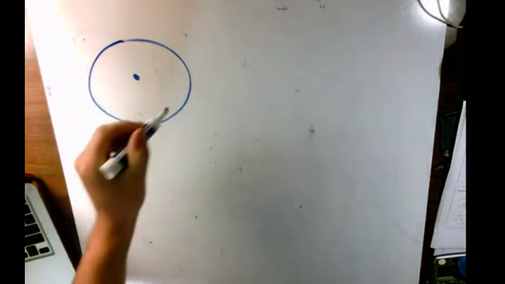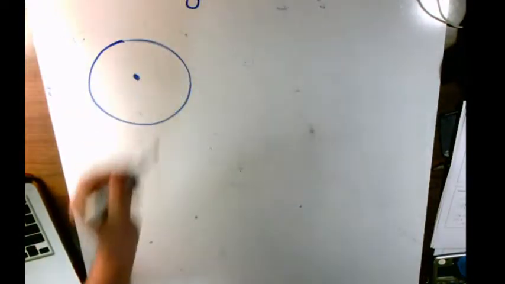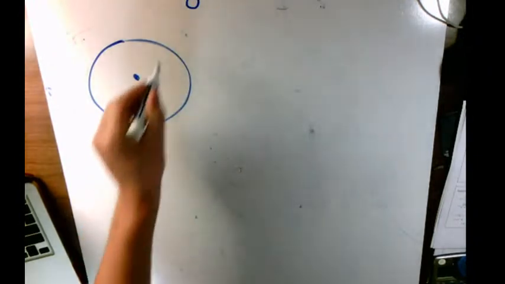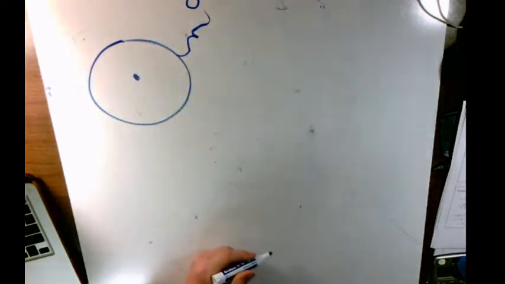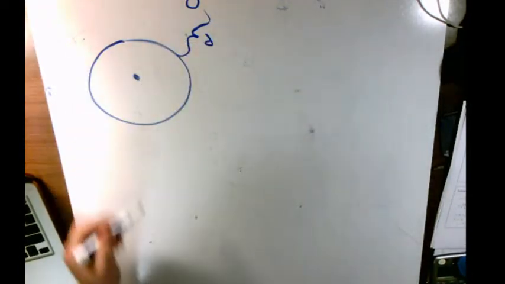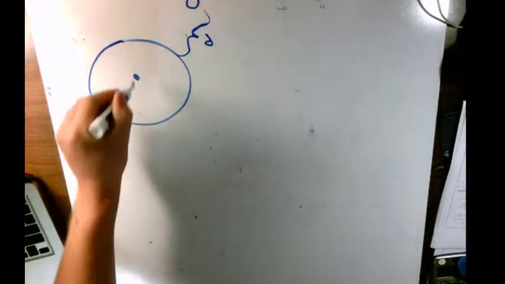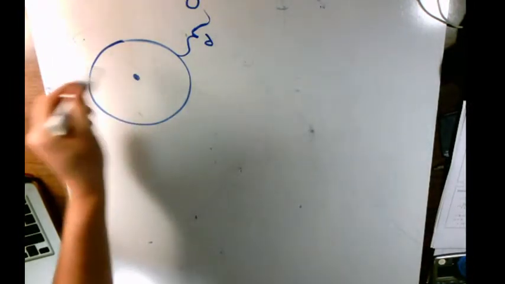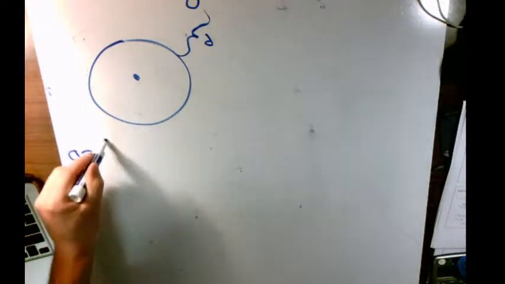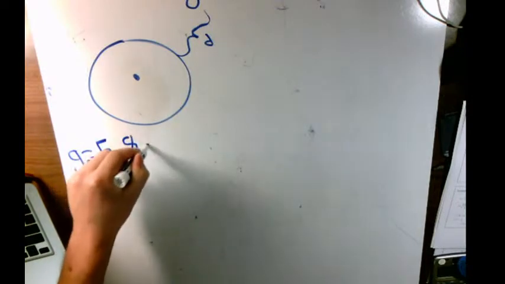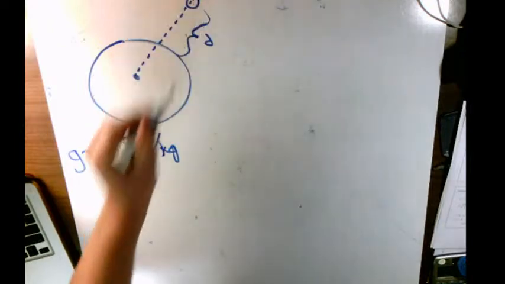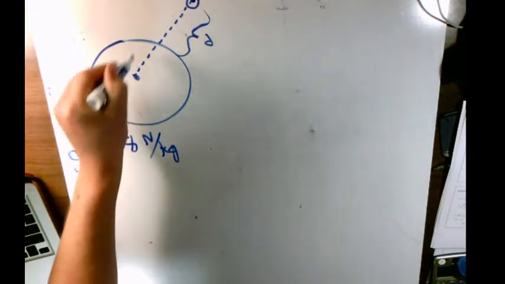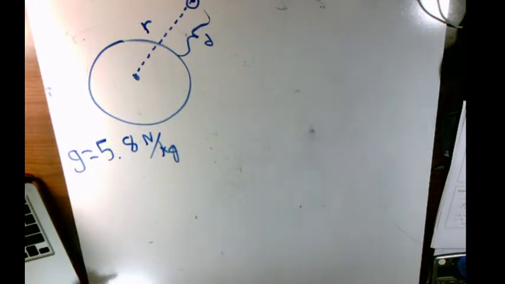here's our Earth, here's the center of the Earth. We want to know how far something needs to be above the surface of the Earth. So that would be our distance, in order to have a gravitational field strength of 5.8. So we know g is equal to 5.8 newtons per kilogram. So we need to find the center to center distance. That would be our radius, right?